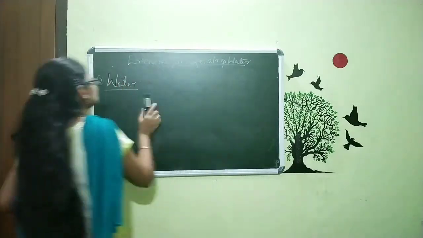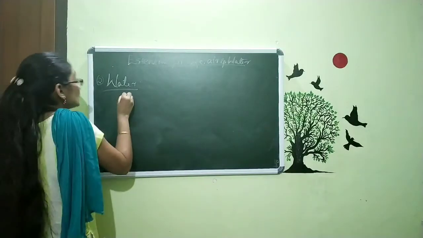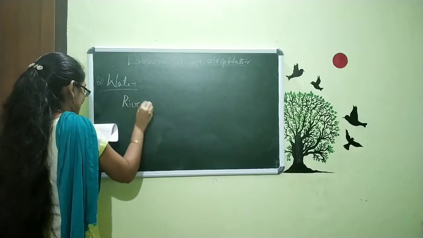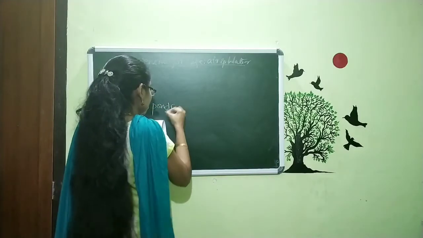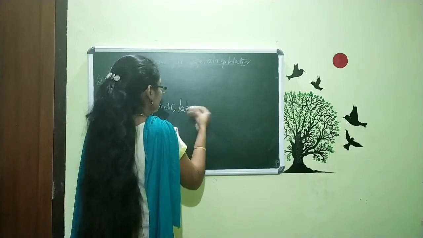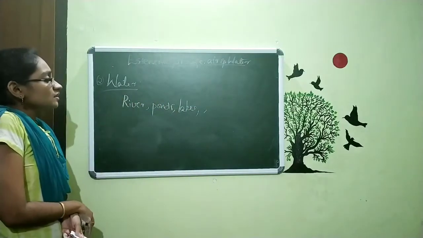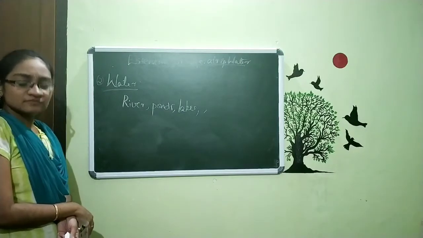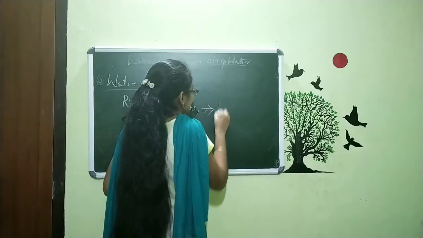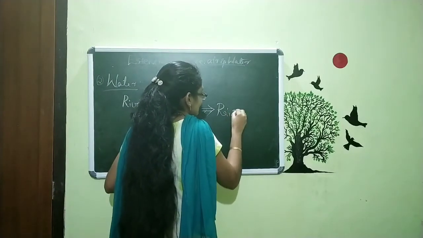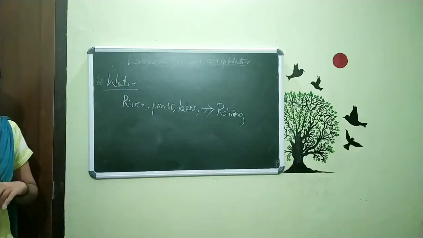And now the question is this: where are we getting this water? We get the water from rivers, ponds, then lakes. Rivers are there, ponds are there, lakes are there. All these are filled with water by how? With raining. So we can say basically the water comes to our earth by raining.